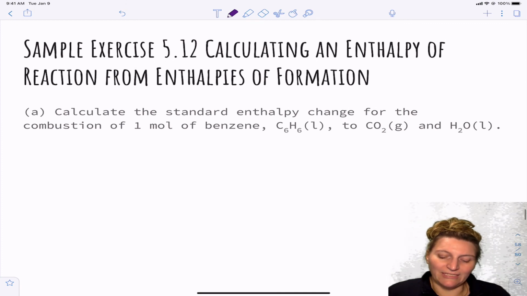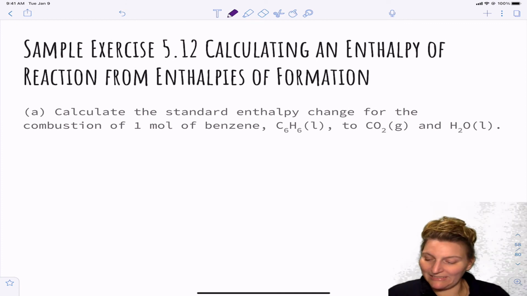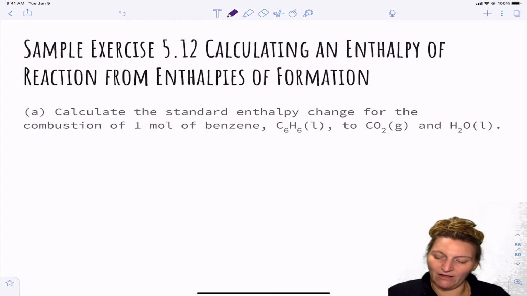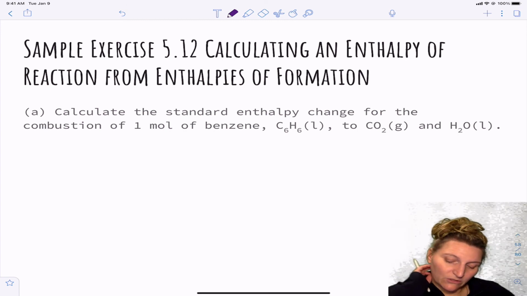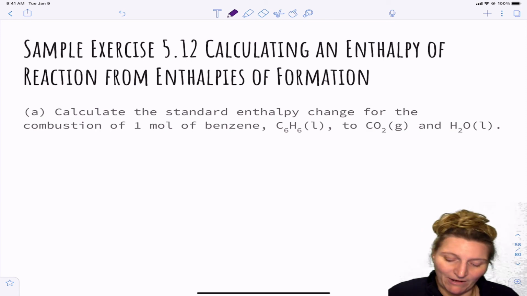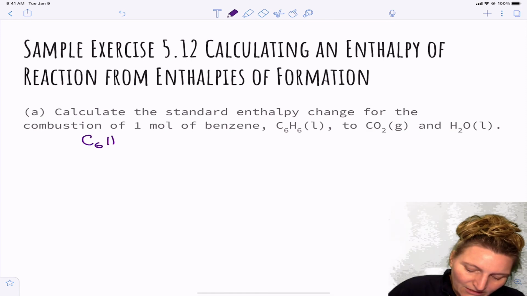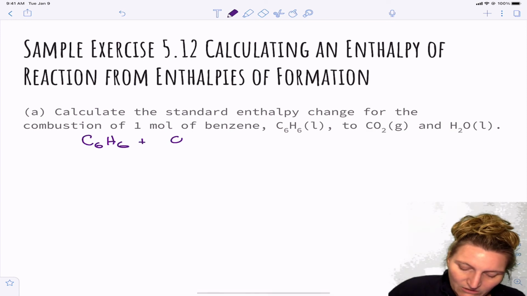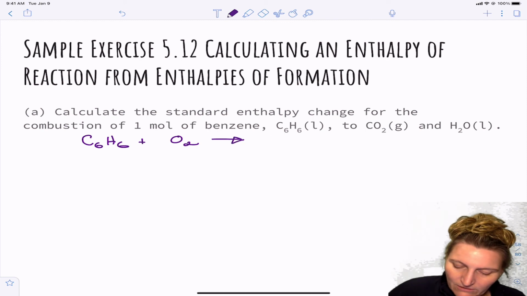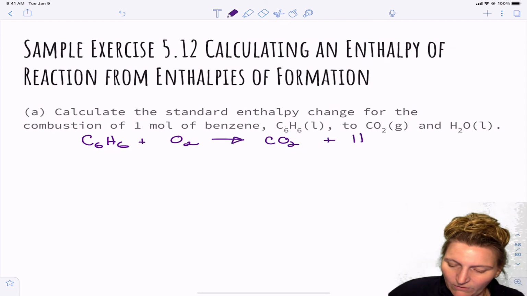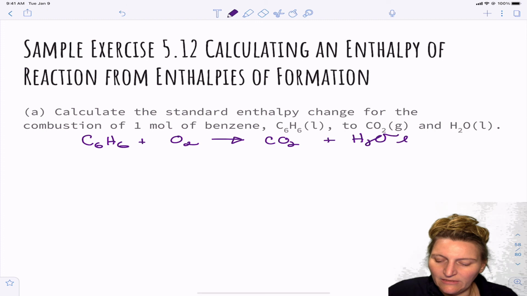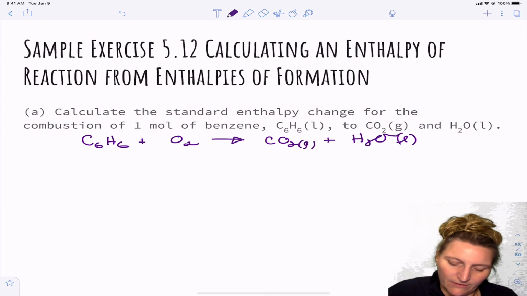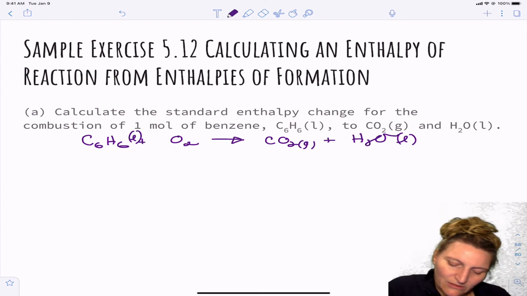Okay. So this says calculate the standard enthalpy change for the combustion of 1 mole of benzene to carbon dioxide and water. So the first thing I should do is write a balanced chemical equation. C6H6 plus O2 yields CO2 plus H2O. And the states of matter do make a difference here. So I need to balance this.